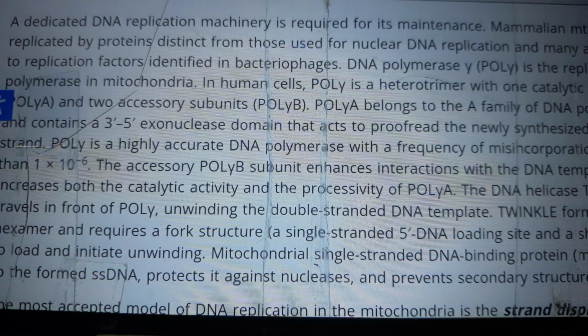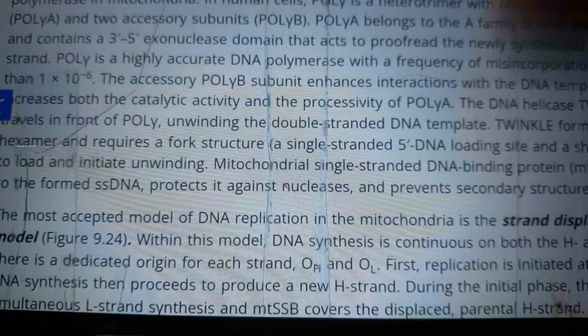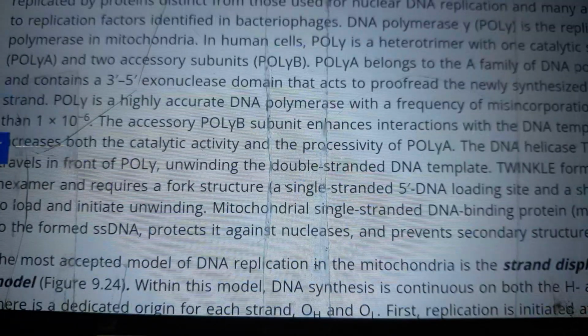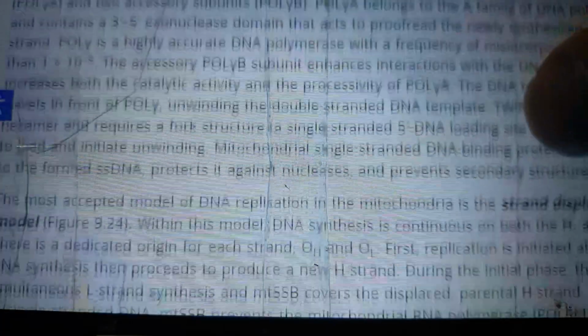Mammalian mitochondrial DNA is replicated by proteins distinct from those used for nuclear DNA replication, and many are related to replication factors identified in bacteriophages. DNA polymerase gamma, pol-gamma, is the replicative polymerase in mitochondria. In human cells, pol-gamma is a heterotrimer with 1 catalytic subunit, pol-gamma A, and 2 accessory subunits, pol-gamma B. So pol-gamma A belongs to the A family of DNA polymerases and contains a 3' to 5' exonuclease domain that acts to proofread the newly synthesized DNA strand.